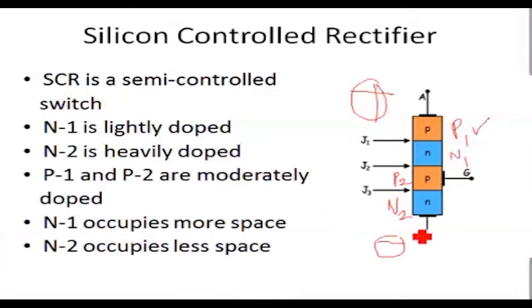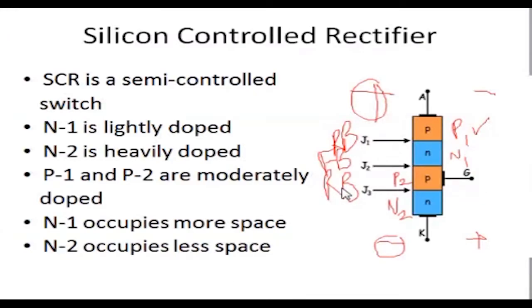Now J3: the N2 layer is connected to the positive terminal of the battery. It is also reverse biased. Now J2: N is connected to the negative terminal of the battery and P is connected to the positive terminal of the battery. It is forward biased. Now you can see RB, FB, RB. J1 is reverse biased, J2 is forward biased, J3 is reverse biased.